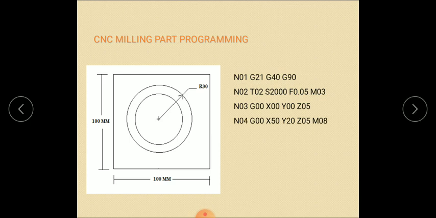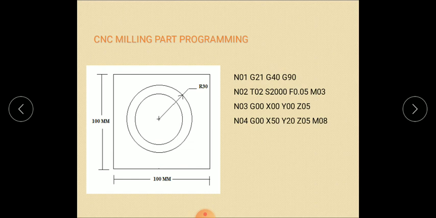Next, G00, X50, Y20, Z05, M08. Here M08 represents the coolant on. So here now this is the x-axis, this is the y-axis. Now giving this x50 and y20. Now what happens here? X50 will come to this position. Then y20 is nothing but it comes and touches these positions. So here this is x50, then y20.